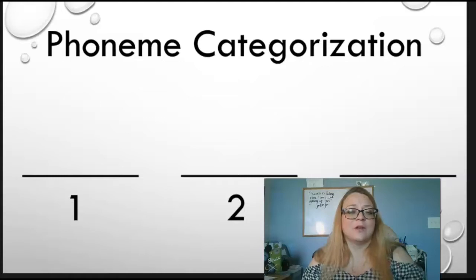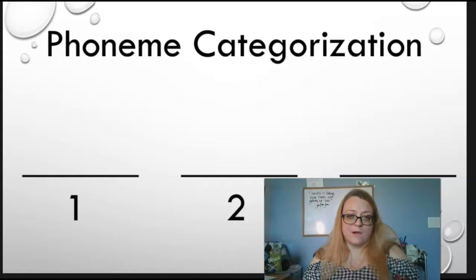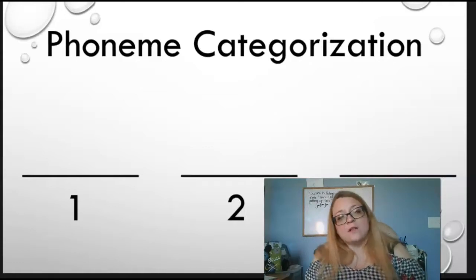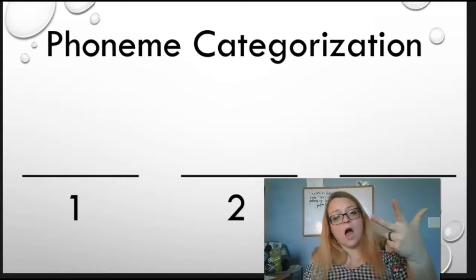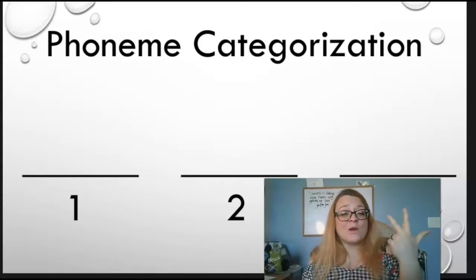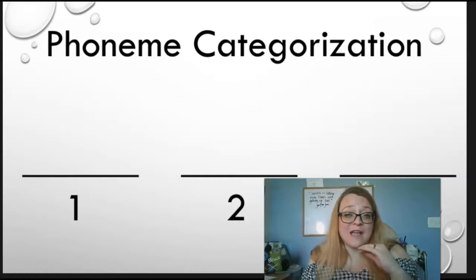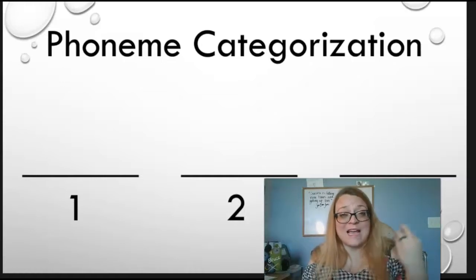This is a tricky one. Which one does not belong? Is it claw, shout, or cause? The sounds in claw are k, l, aw. The sounds in shout are sh, out. And the sounds in cause are k, aw, z. If you said that shout doesn't belong, I completely agree with you. That's the one that has the ow sound instead of the aw sound.